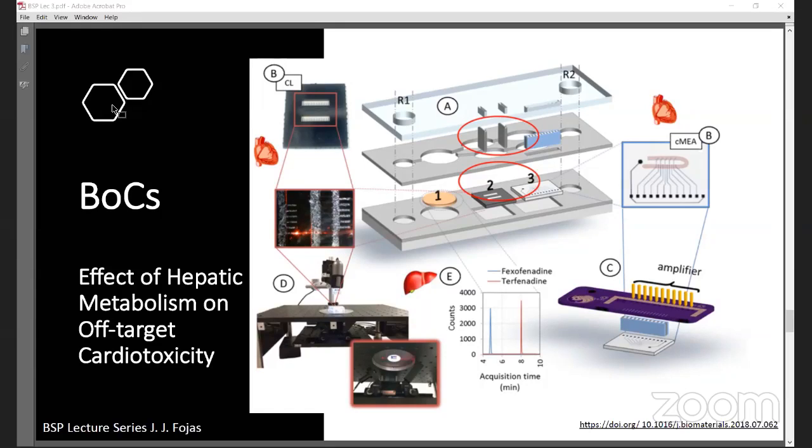And then your cells were cultured on their respective surfaces. So you have the hepatocytes on your glass coverslip, that's your compartment 1. And then your cardiomyocytes on cantilevers, compartment 2. And then your MEA chips, compartment 3. And then you have the medium exchange performed through both of your reservoirs, so that's your R1 and R2. And the drug is added through your R1.